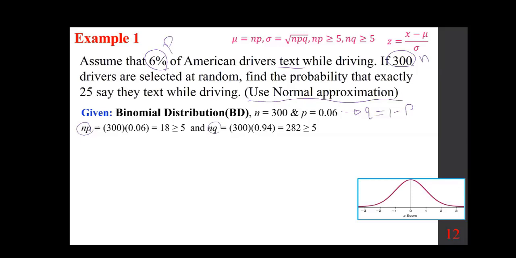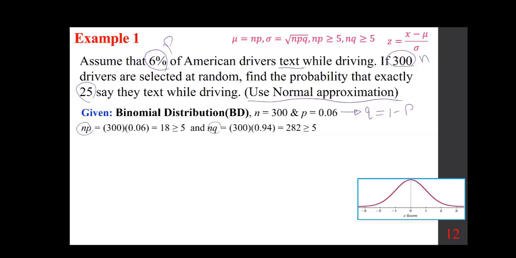By the way, as a quick check, as you can see, q is much larger than p. So if np is large enough, you don't even have to check nq. Depending upon which one is smaller between p and q, check that one, and you don't even have to check the larger one. Numerically, you can guess that it is obviously large. So with that being the case, we want to calculate the probability of x equals 25 in a binomial distribution.